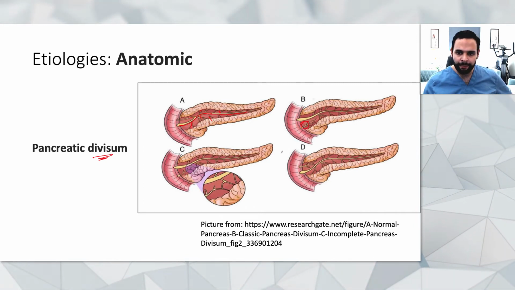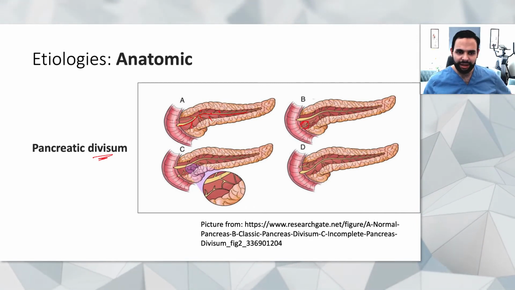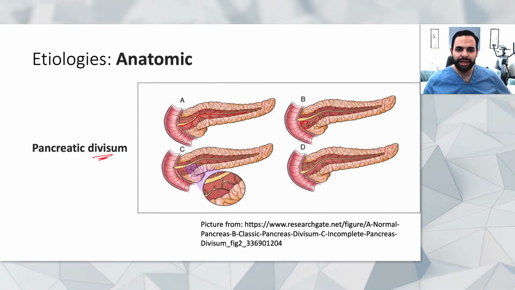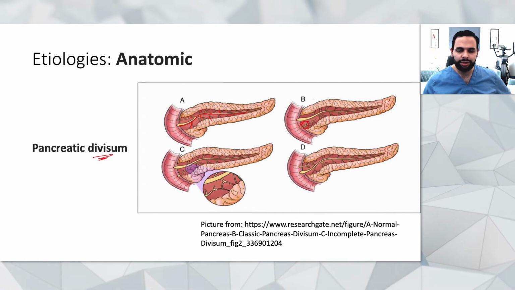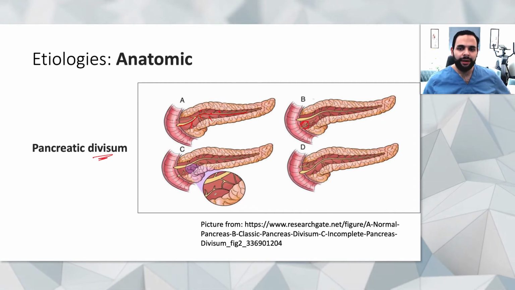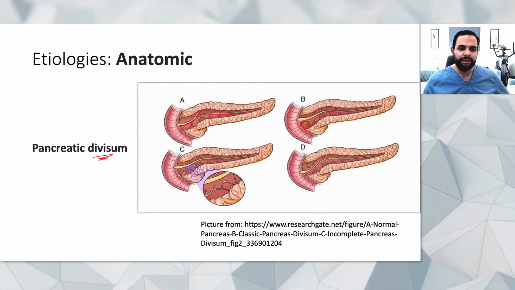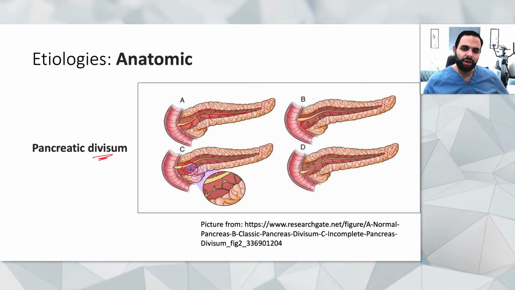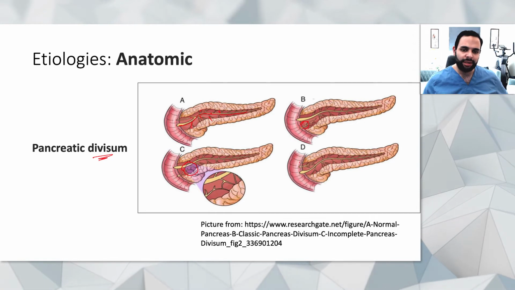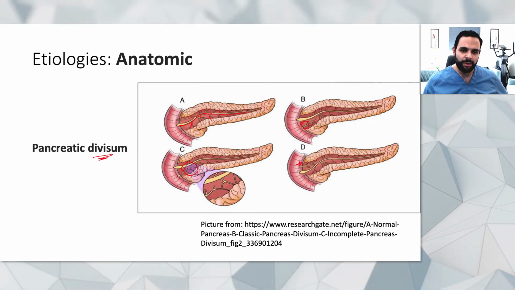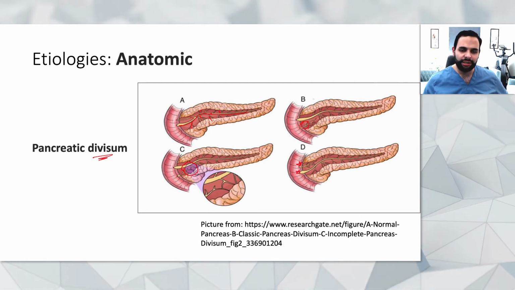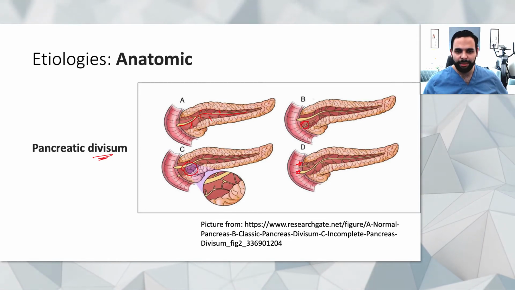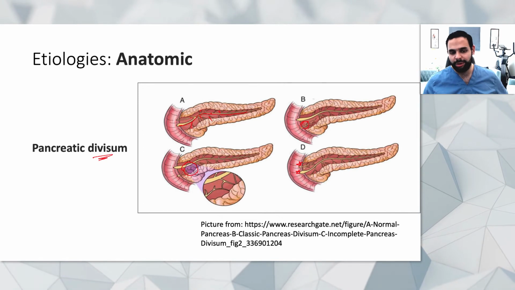So if you look at C, you have a magnified image here, which demonstrates the small communication between the dorsal and the ventral pancreatic duct systems. So you have this kind of communication here. In D, this is called a reverse pancreatic divisum, just because of the anatomic relation, where the congenital duct is the one that is above, or the smaller duct is the one above.